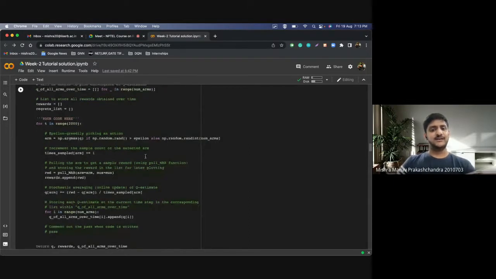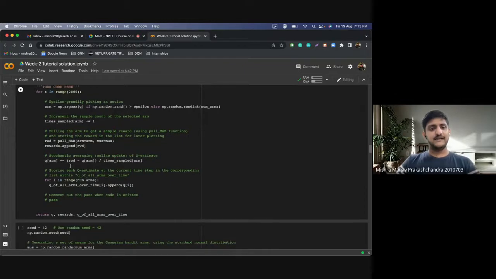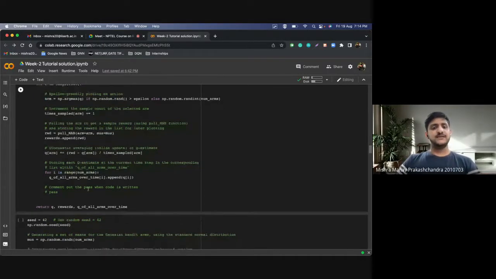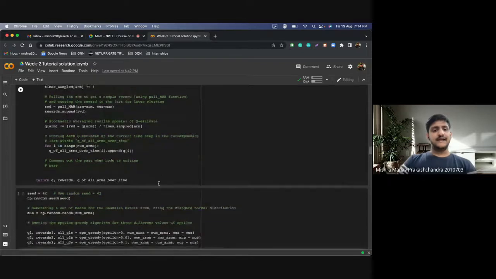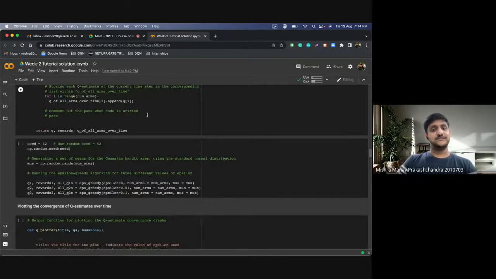Okay, and then increment the sample count of the selected arm. Whatever arm I have selected, I increase the count, and on selecting that arm, I get the corresponding reward from this pull mab function. I append it to my reward list, and then I do a stochastic average of the Q estimate. So this is the current reward minus Q arm divided by the total times the arm has been pulled. Okay, and then after that you store each Q estimate in the corresponding list of Q of all arms over time. Then you return Q, rewards and Q of all arms over time. Okay, and this is the function for the epsilon greedy algorithm.